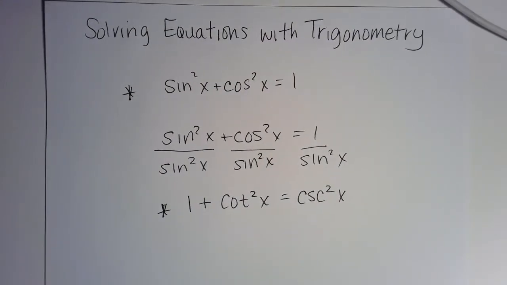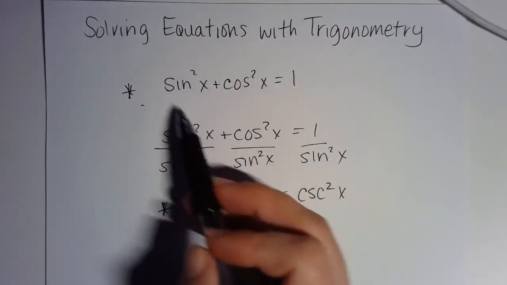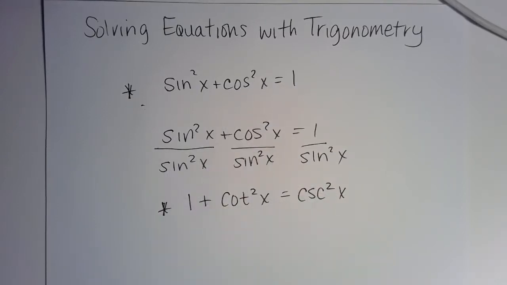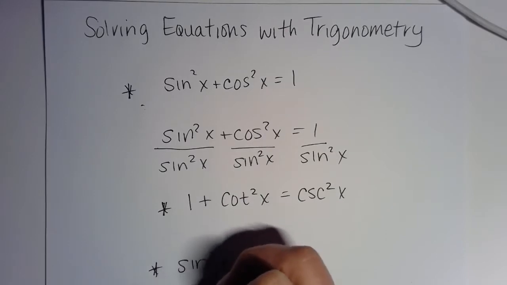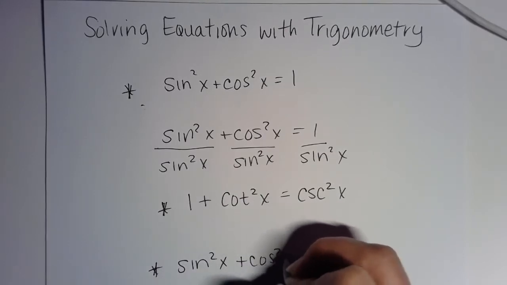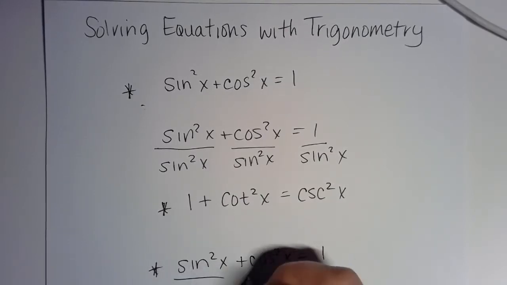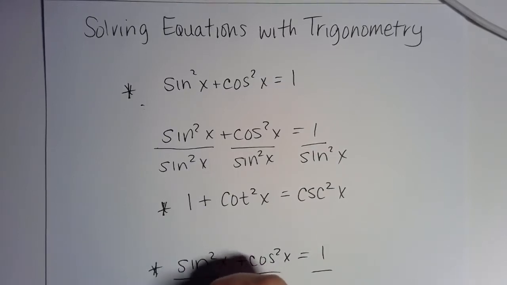And then I can also take this, I'll go back to this one again, and this time divide everything by cosine, and that one gives us our third one. So sine squared x plus cosine squared x equals 1. I'm going to divide everything this time by cosine squared.